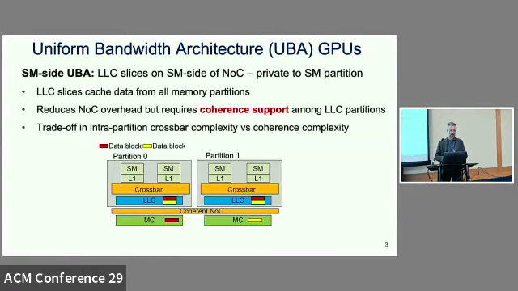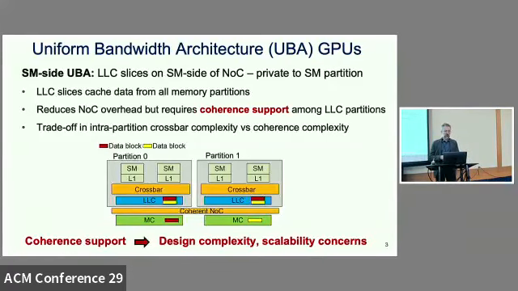NVIDIA's A100 is actually implementing this. So we have the LLC slices on the SM side of the NOC, and so the LLC slices become private to an SM partition. The SMs are organized in different partitions, and each partition has its own local private LLC. The LLC slices cache data from all memory partitions. So you could have multiple copies of the same cache line in different caches, and as a result, you need cache coherence support among these LLC partitions. Clearly, there is a trade-off in terms of intra-partition crossbar complexity and coherence complexity in this architecture.